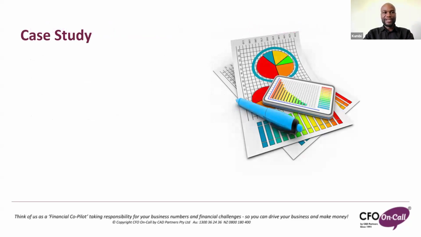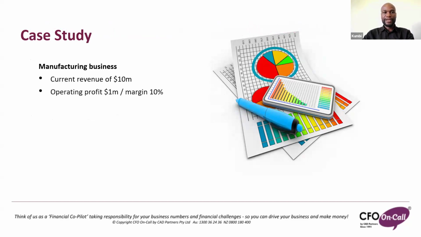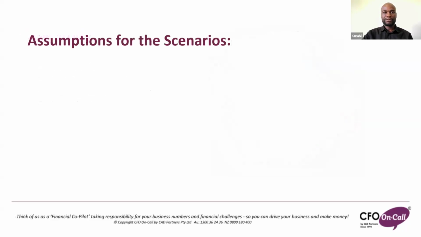Now we're going to go into the details of the case study that was introduced by Sue. So this is the background of the business that you're going to look at. So we've got a manufacturing business here that is currently turning over $10 million a year, and their operating profit is $1 million, and the margin is 10%. They have 20 people headcount, and now we're going to introduce the assumptions which are applied in the model.